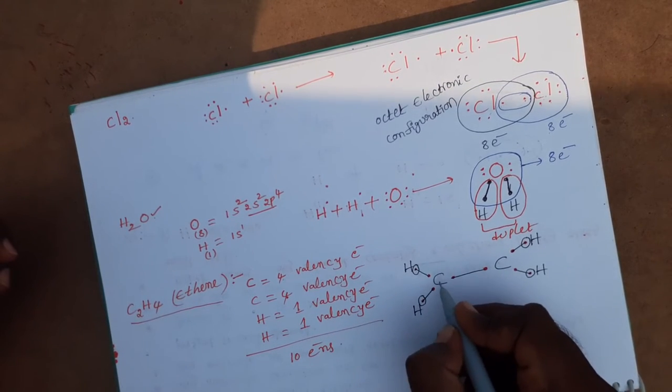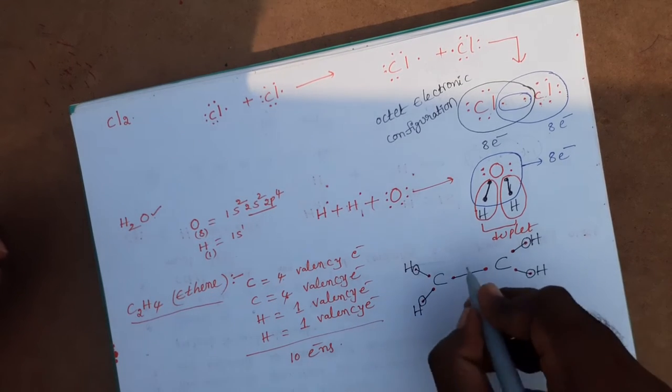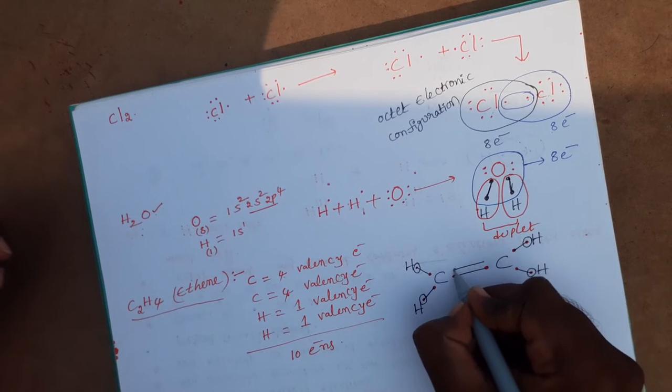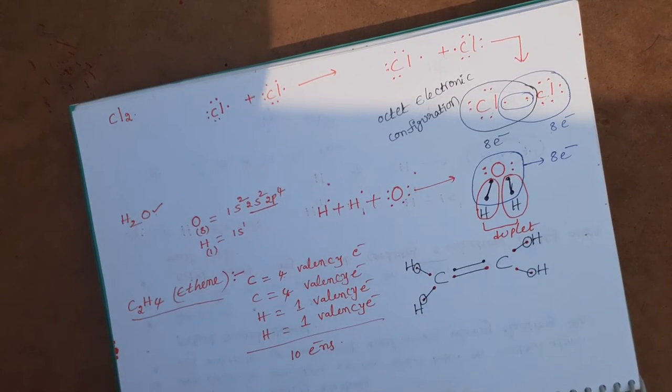But each carbon contains how many electrons? See here we can observe 1, 2, 3. But it has one electron deficient. That's why it can form a double bond. That's why it can form which bond? Double bond.